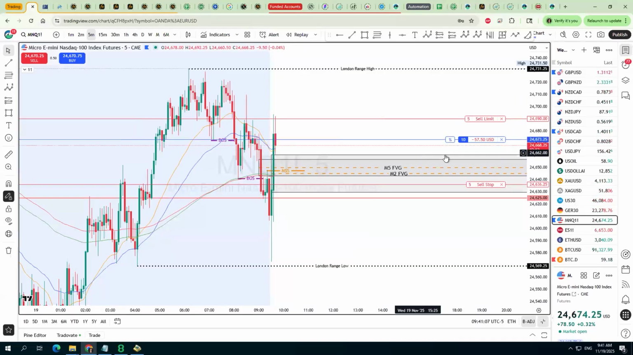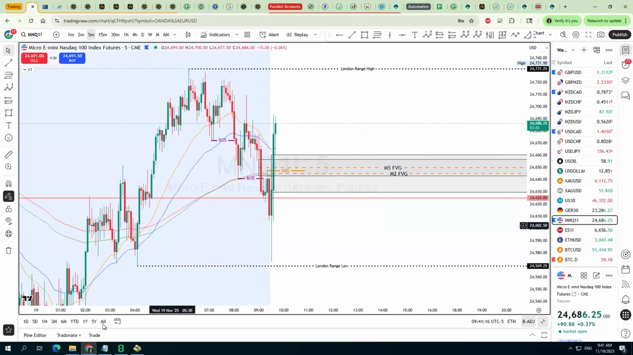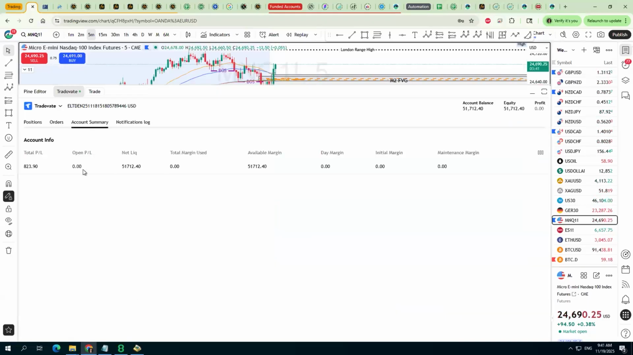And let's see here. I'm going to click over here to close this position. Looks like I'm going to be able to close. Yep, close out. All right, so close this out, and I think I'm done. $823 for the day. Traders, yeah, that's pretty much it.